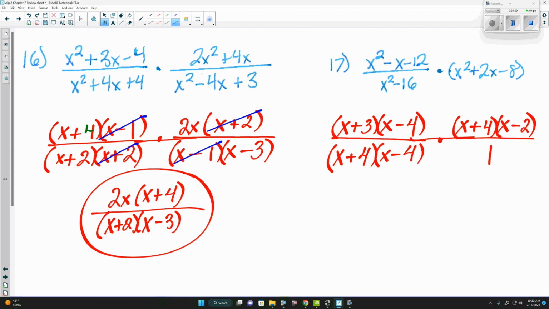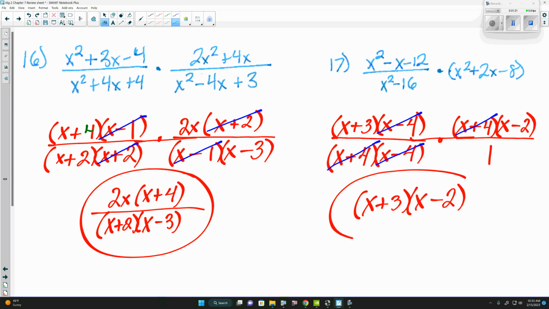Now, what's in common? x minus 4 and x minus 4, x plus 4 and x plus 4. Do we have anything left in the denominator? No. So do we have to write a denominator in? No, it's understood to be 1. So all that's left is x plus 3 times x minus 2. Since there's no denominator left, we don't have to write it in.